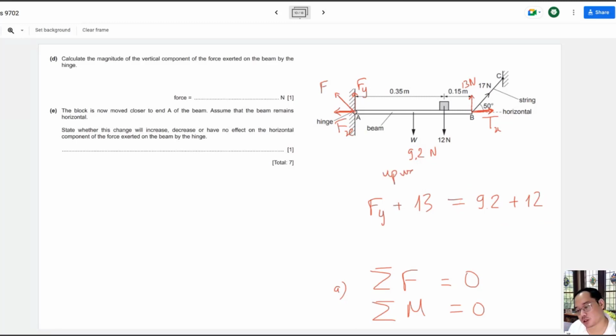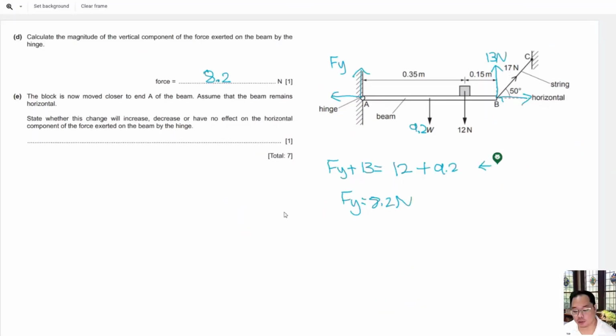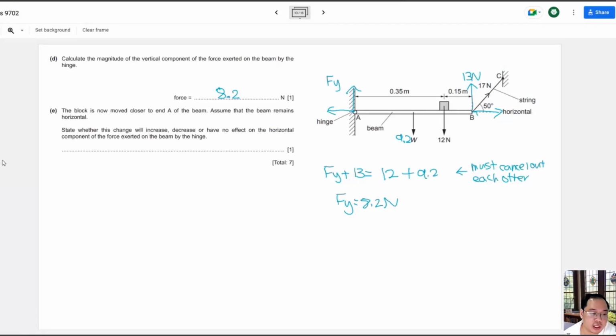This is the upward forces. Okay? And the right side here is the downward component. So that the sum of all those components, all those forces, is 0. Okay? And from this equation, we can find Fy, which is the answer of this question, vertical component of the force of the hinge. Fast calculation, but I need you to do it again, okay? Okay, 8.2 Newtons.